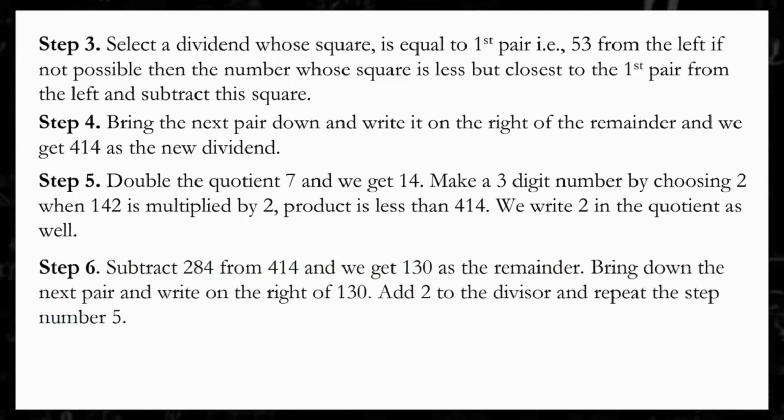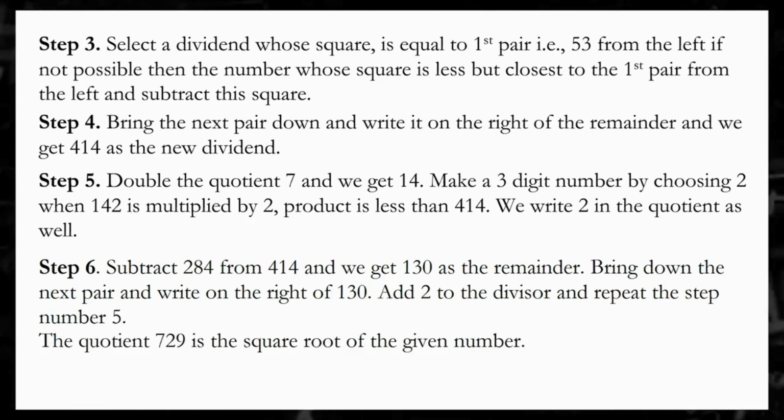Step 6. Subtract 284 from 414 and we get 130 as the remainder. Bring down the next pair and write it on the right of 130. Add 2 to the divisor and repeat Step 5. The quotient 729 is the square root of the given number.